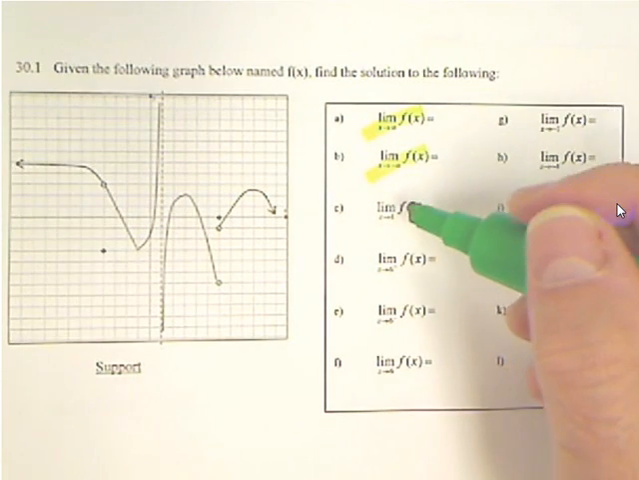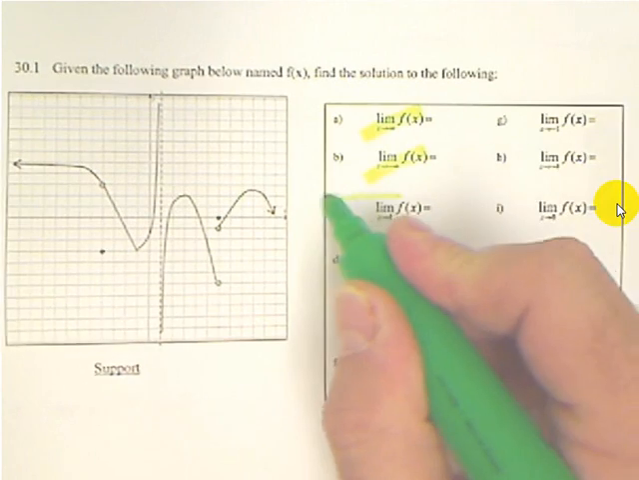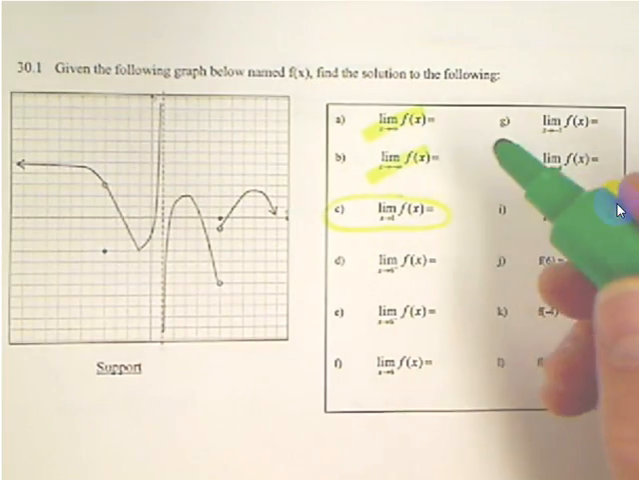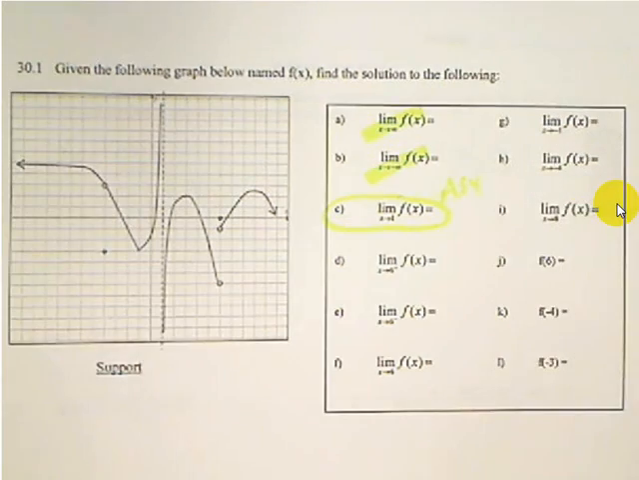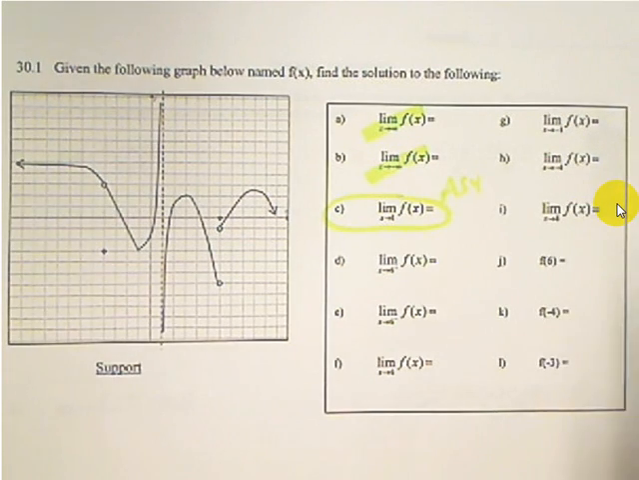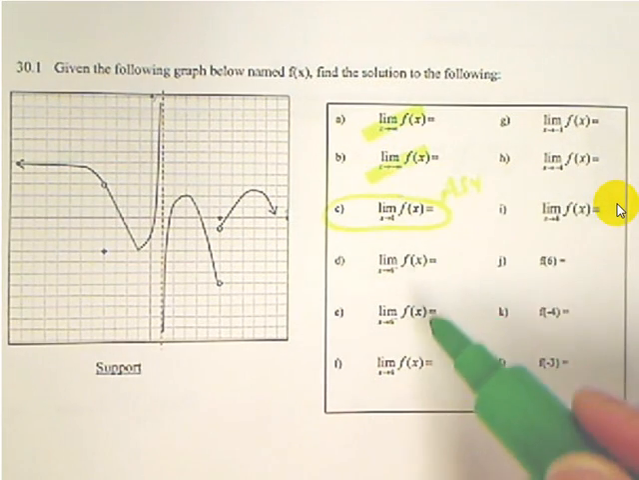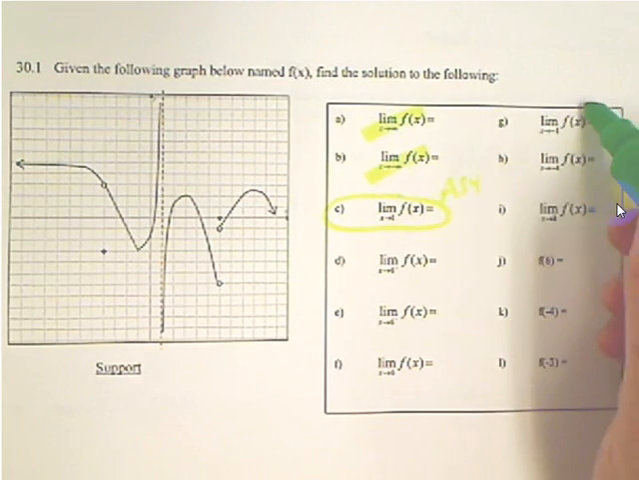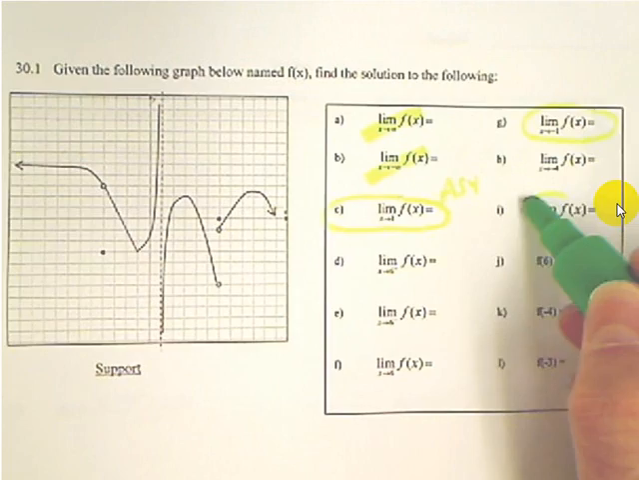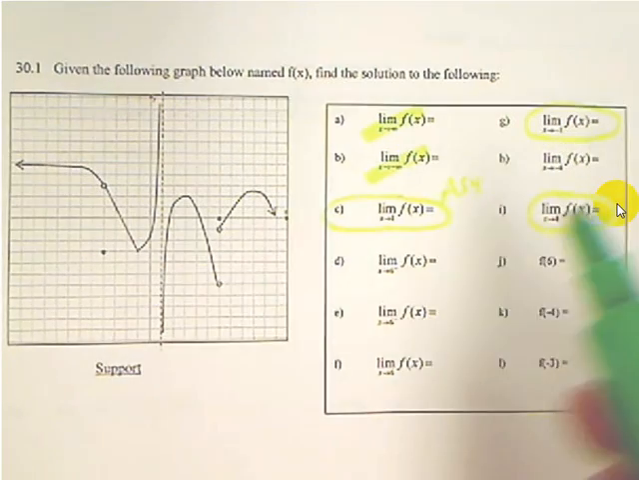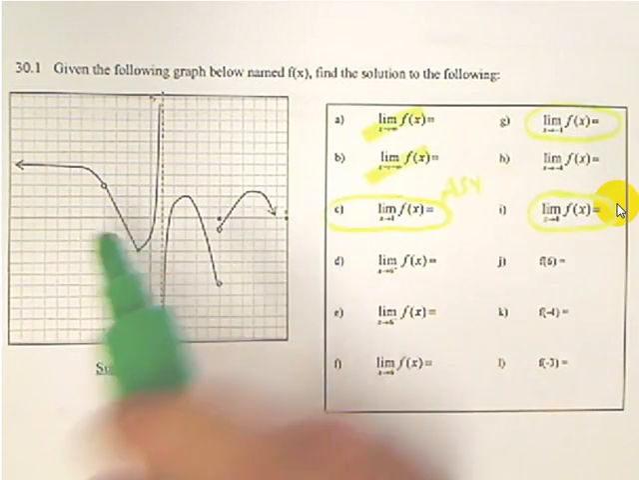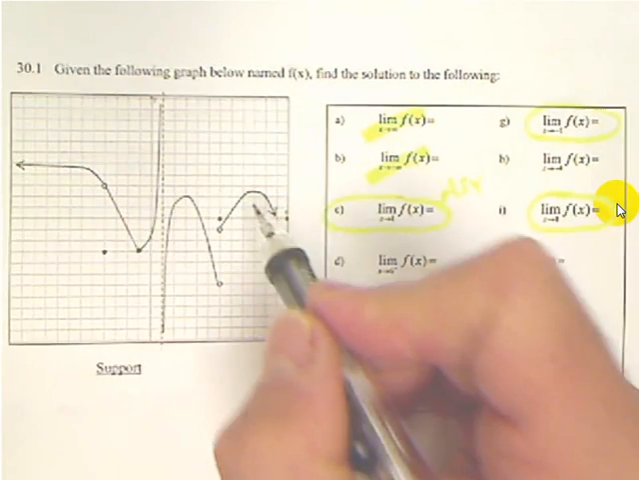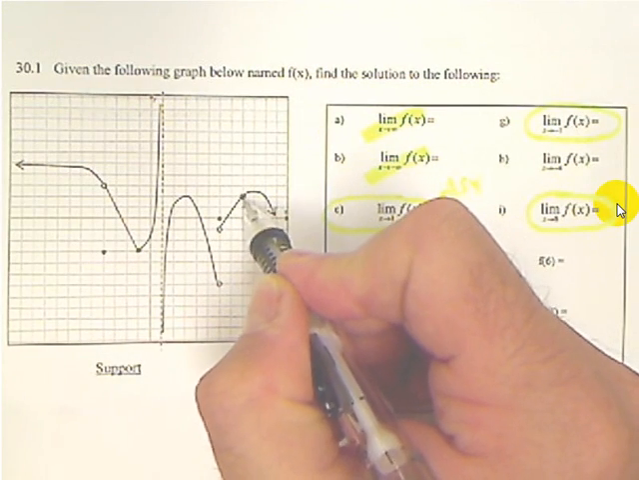If you look at letter C, that says find the limit as x approaches 1, and if you look at 1 over here, that's the asymptote. So we are going to talk about the asymptote today. Also, I wanted to look at G and I. G is asking you to find the limit as x approaches -1, which is just that guy there, which nothing fancy is happening, and 8, which is here, and nothing fancy is happening there.